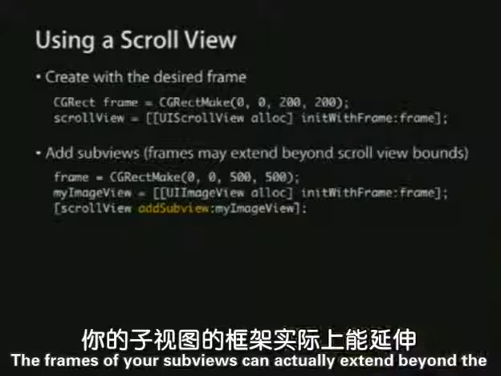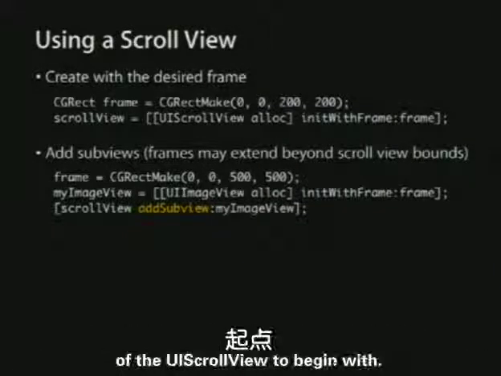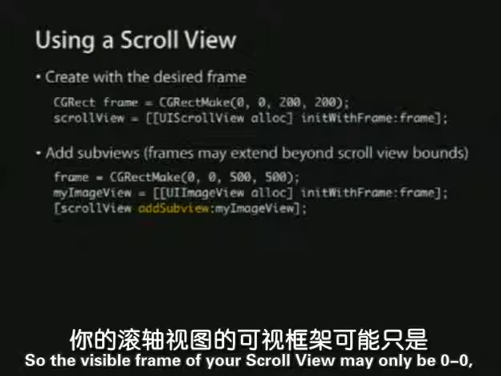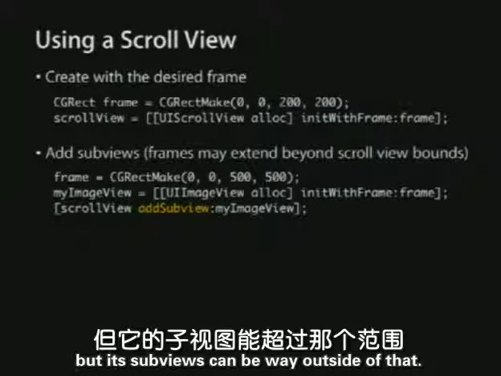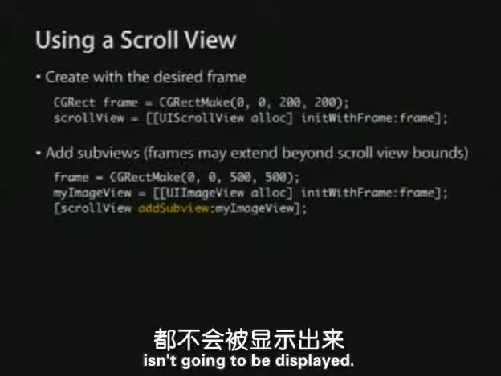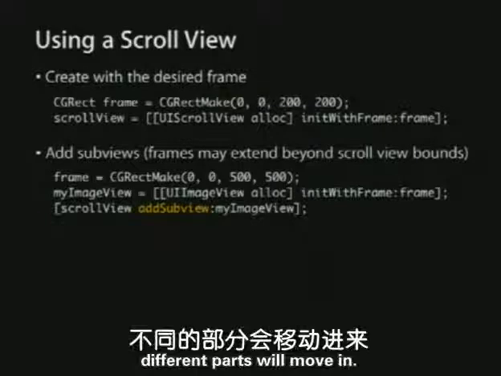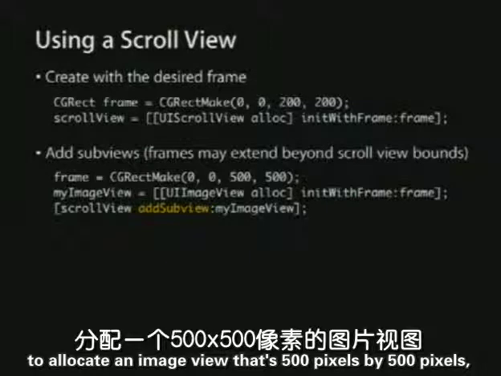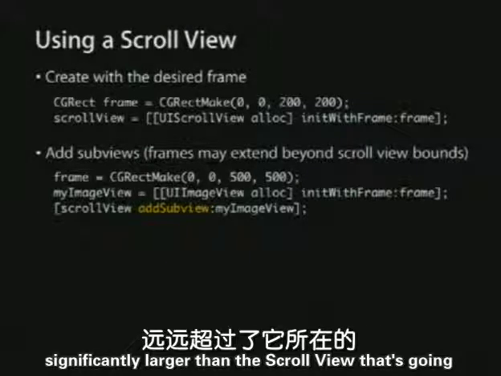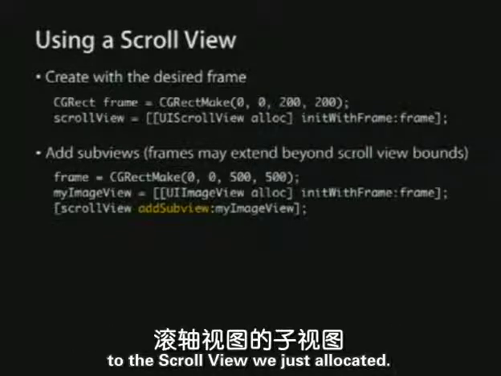The frames of your subviews can actually extend beyond the bounds of the UI scroll view. This is pretty much the whole point of the UI scroll view to begin with. So the visible frame of your scroll view may only be 0, 0, 200, 200. It's a 200 pixel by 200 pixel square, but its subviews can be way outside of that. And anything that's outside obviously isn't going to be displayed. As the user scrolls around, different parts will move in. So in this case, we're going to allocate an image view that's 500 pixels by 500 pixels, significantly larger than the scroll view that's going to contain it. We'll allocate it with that frame, and we'll add it as a subview to the scroll view we just allocated.